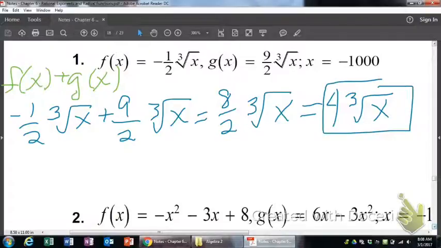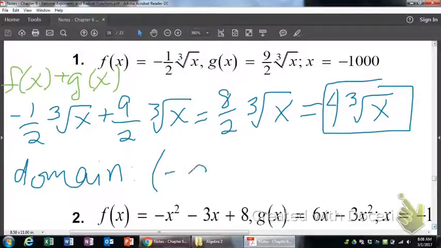Then it says state the domain. The domain refers to your x values. So, since the domain refers to your x values, whenever you have the cube root of x, that just means it stays on the origin and you're negative infinity to positive infinity.